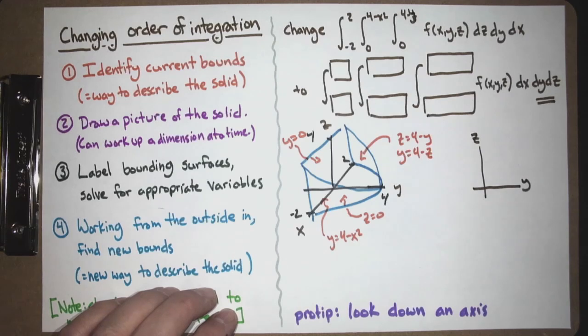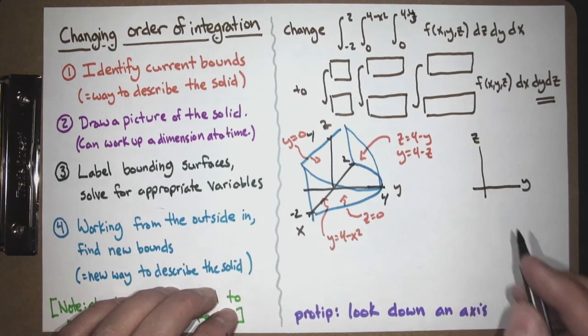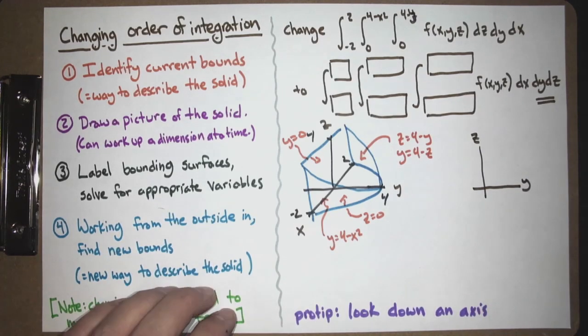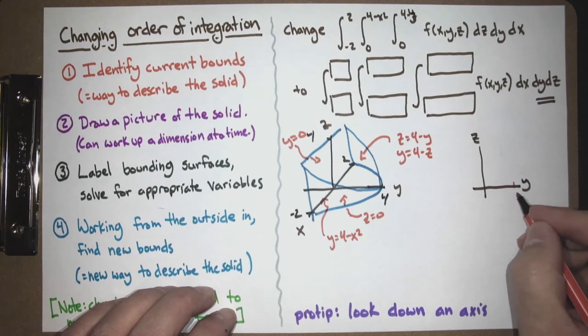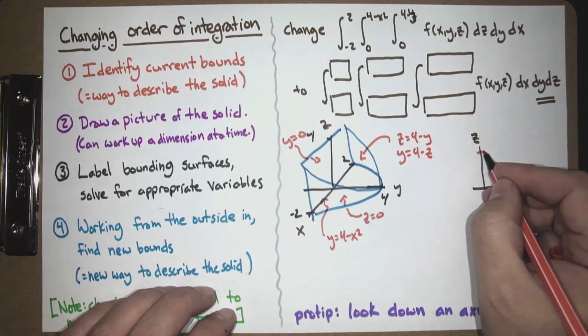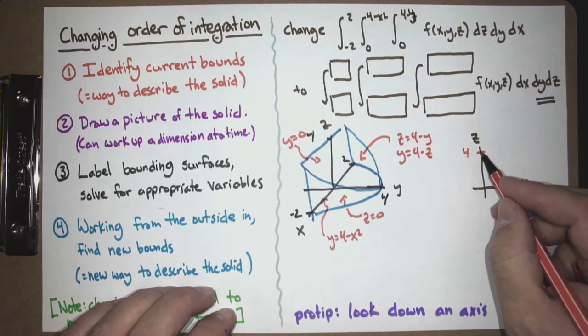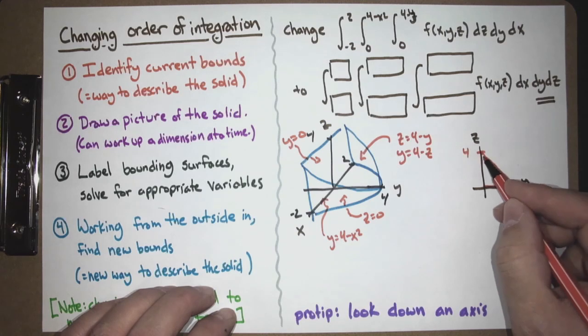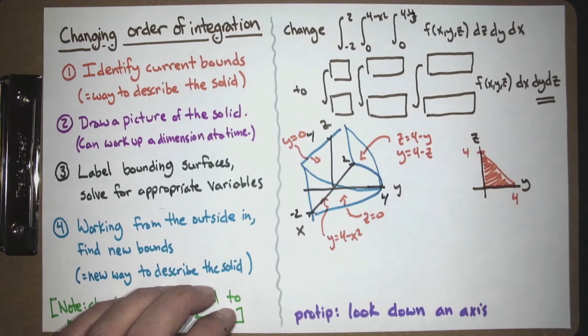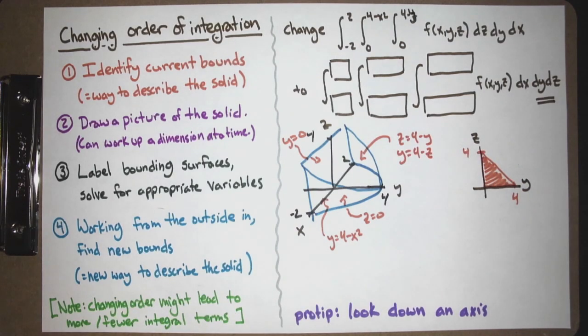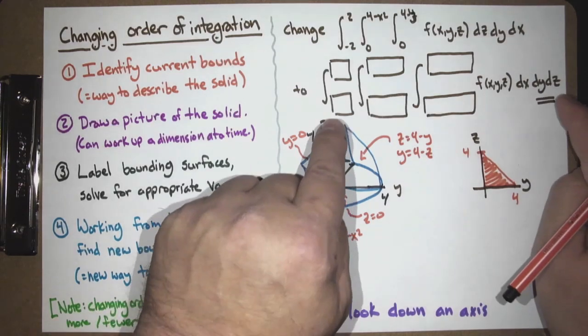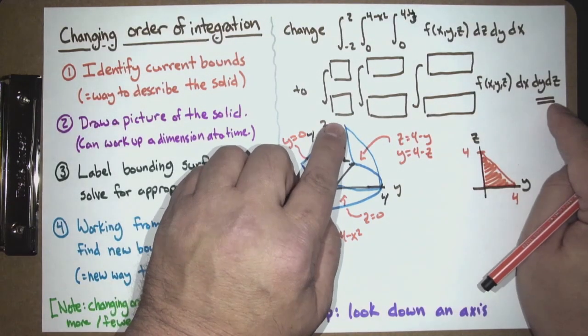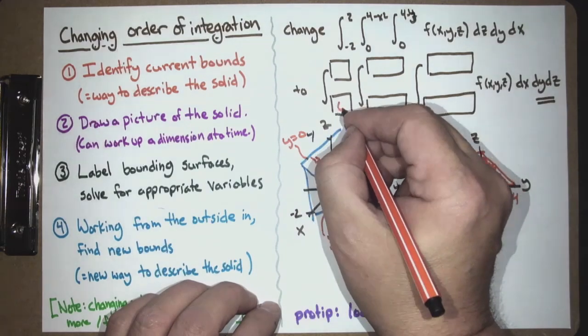What shape do you see? We see a triangle. Where do we hit the y-axis in this triangle? Where do we hit the z-axis? 4. And so looking down the x-axis, that's the shape we see. Now, given that, can you tell me about z? Where does z go from? 0 to 4. See, this isn't so bad.